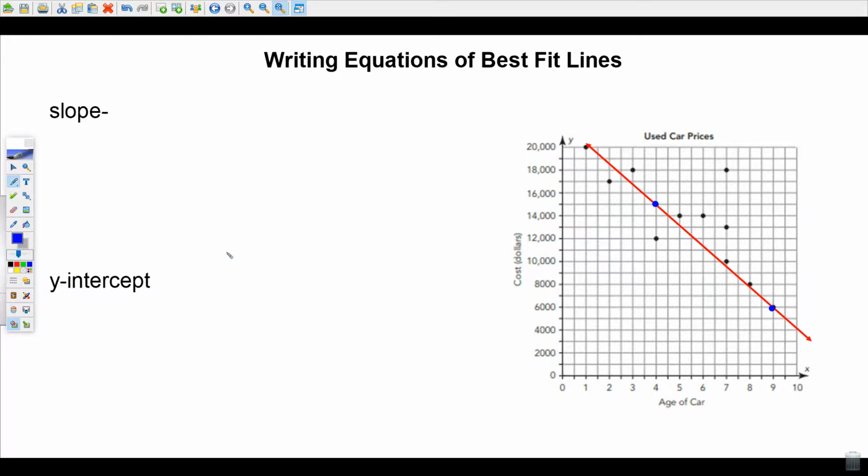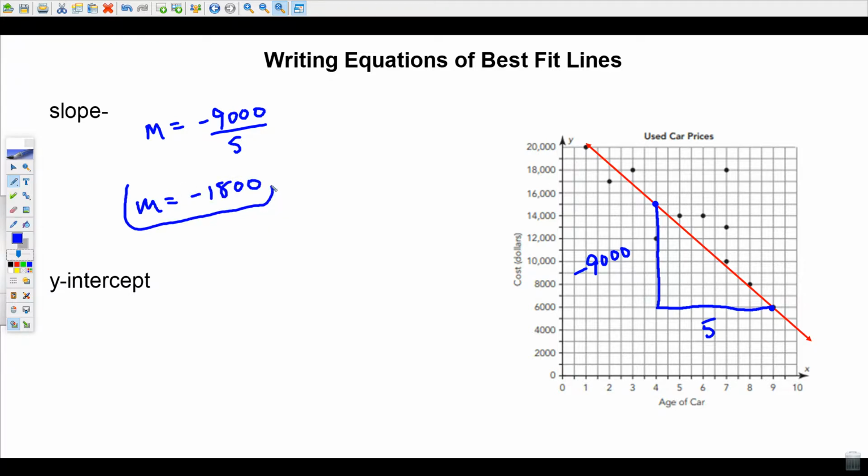Now let's draw our slope triangle. So we're going down. This is a negative association. Going down, so my slope is negative. And it looks like I'm at 15,000. I'm going down to 6,000. So 15,000 to 6,000, that's a difference of 9,000. And it's negative because we're going down. And horizontally, I started at 4, went to 9. So that would be 5. So my slope is negative 9,000 over 5, which, if I divide that, would be negative 1,800 for my slope.